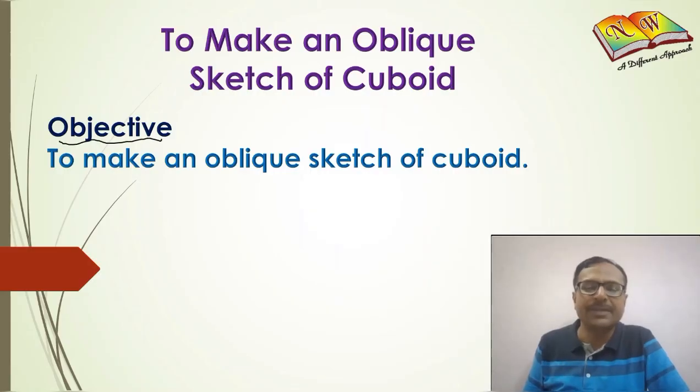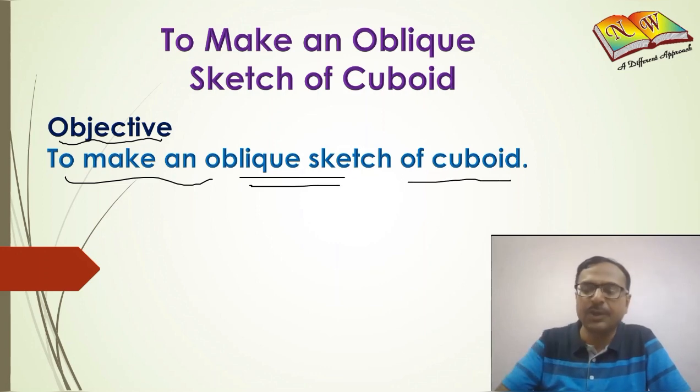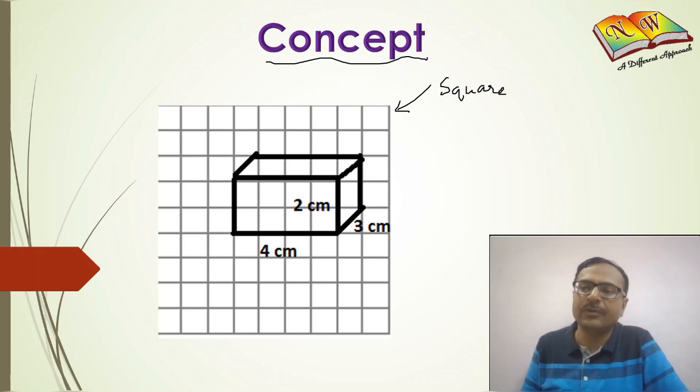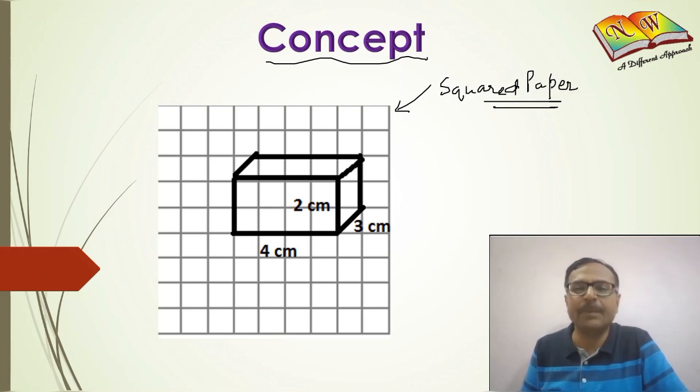The objective of this activity is to make an oblique sketch of a cuboid. Let's see the concept in hand first. Here you can see we have taken a squared paper. What is a squared paper? You find horizontal and vertical lines on the paper which divide the entire paper into squares. So all these small squares are a part of the squared paper.